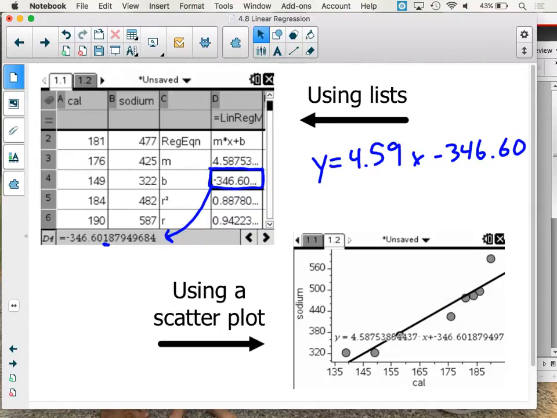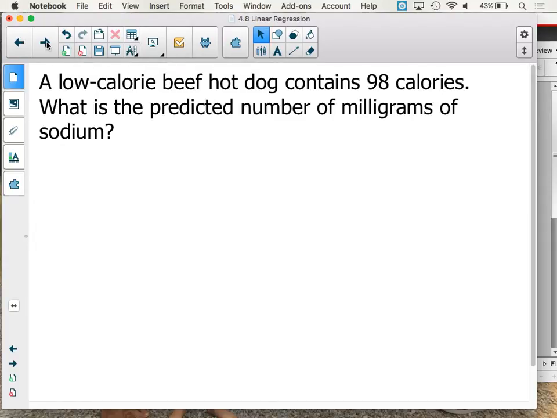Now let's use our equation to solve a problem. Suppose that you get a low-calorie beef hot dog. Doesn't that just sound yummy? That hot dog contains 98 calories. Let's use our equation to predict the number of milligrams of sodium. So what we're telling us is that X is equal to 98.